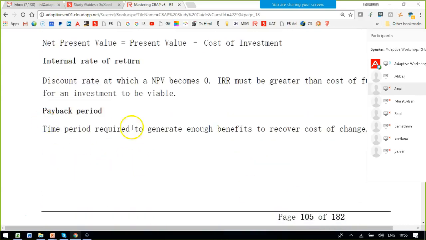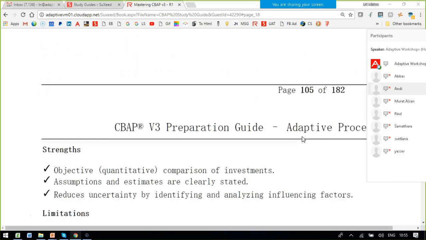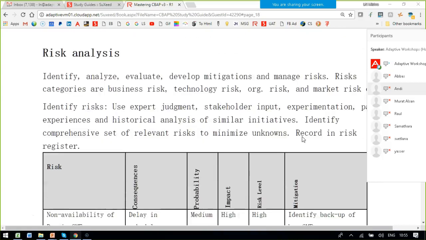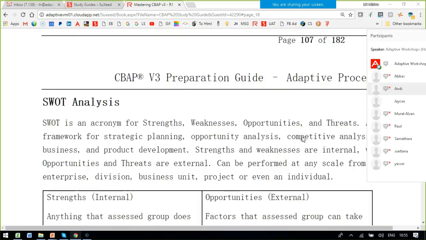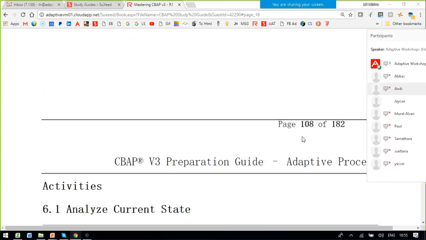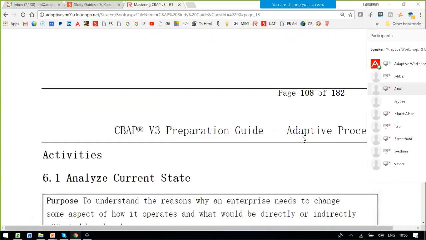Then there's a term called payback period, which is the time period required to generate enough benefits to recover the cost of change. Okay, so these are some definitions that you guys should keep in mind. These are all fine. SWOT analysis is fairly simple. Good. So these are the techniques that I wanted to cover a little bit in detail. And then we are going to start with the cases.